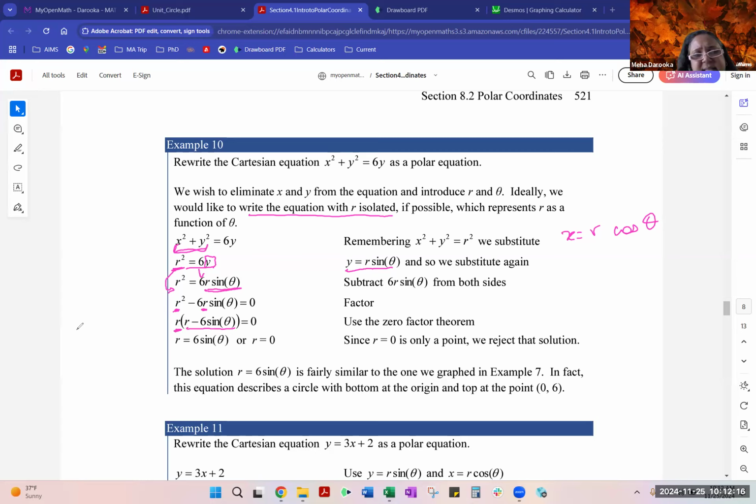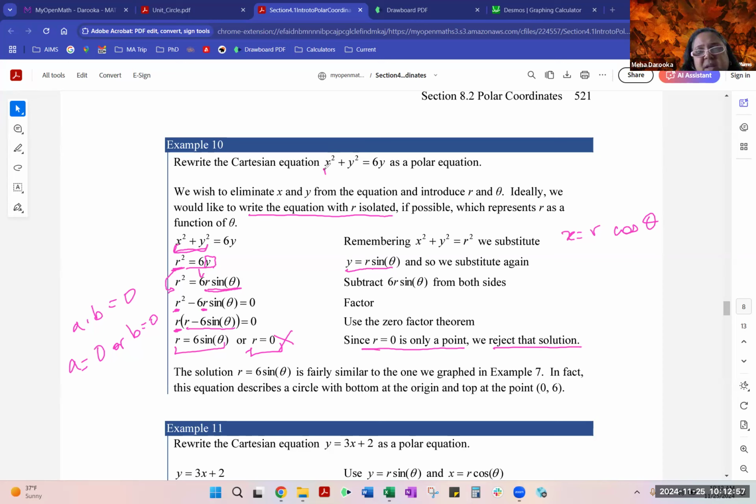And then, since this is two numbers multiplied together set equal to 0, that's where the zero factor property comes in. So it's either a equal to 0 or b equal to 0. So that's what we're doing. We're saying, okay, there's r by itself, set it equal to 0. There's r minus 6 sine theta, set that equal to 0. Now, of course, they move the 6 times sine of theta to the other side. And so here we're saying since r equals 0 would just be a single point, we can go ahead and reject that solution. So he's gone. And you have your conversion that we were looking for. r equals 6 times sine of theta.